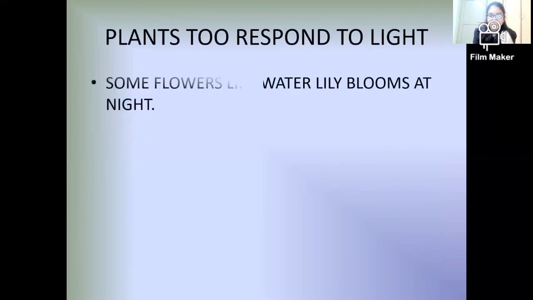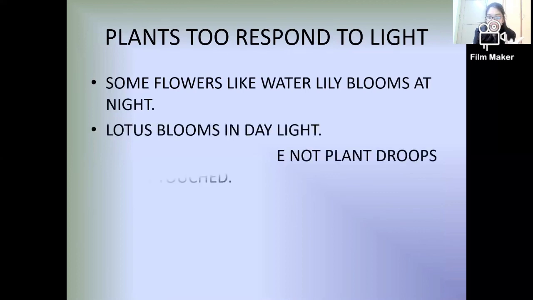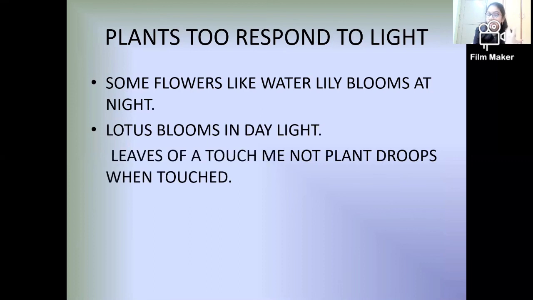Not only animals, even plants respond to light. They respond to stimuli. Some flowers, like the water lily, bloom at night, and the lotus blooms in daylight. The leaves of a touch-me-not plant droop when touched. You can also keep a plant in a dark place and after a few days move it near your window. After a day or a few days, you can see it tilting toward the window. It's responding to stimuli, because the sunlight comes from the window.